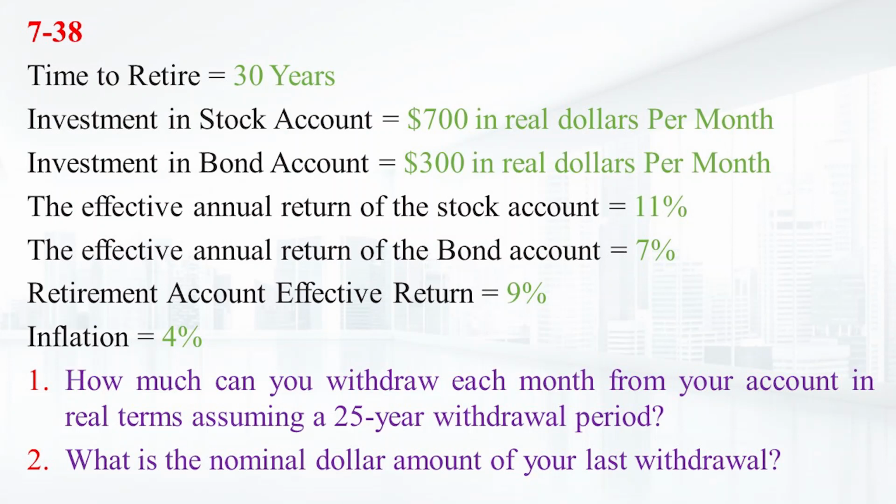You are planning to save for retirement over the next 30 years. To save for retirement, you will invest $700 per month in a stock account in real dollars and $300 per month in a bond account in real dollars. The effective annual return of the stock account is expected to be 11% and the bond account will earn 7%. When you retire, you will combine your money into an account with an effective return of 9%.